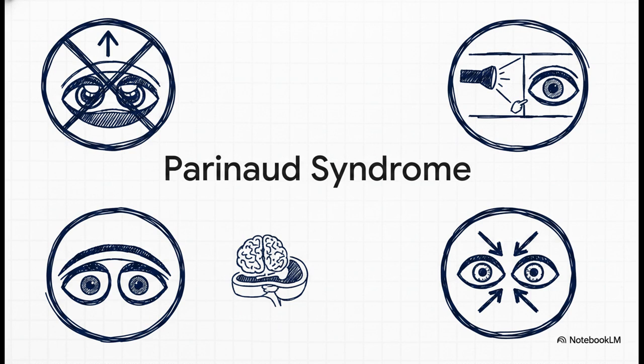This one is different. It's usually not a stroke. The classic cause is a pineal gland tumor pressing on the pretectal area. And the signs are so unique. You get a vertical gaze palsy, especially for upgaze, which causes the sun setting sign, where the eyes seem to set below the lower eyelid.